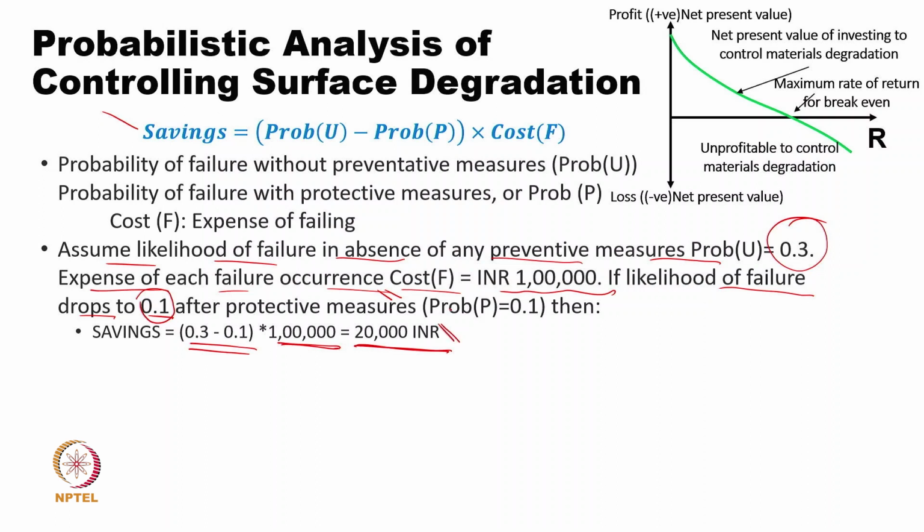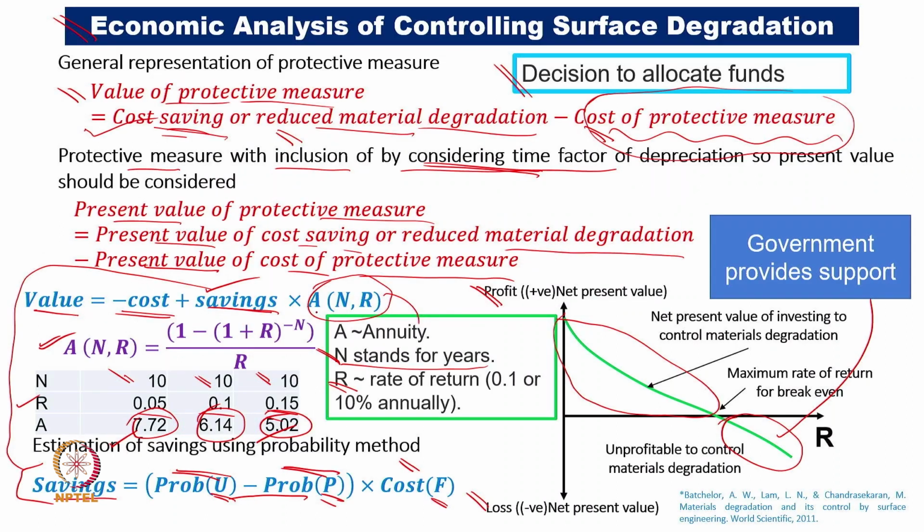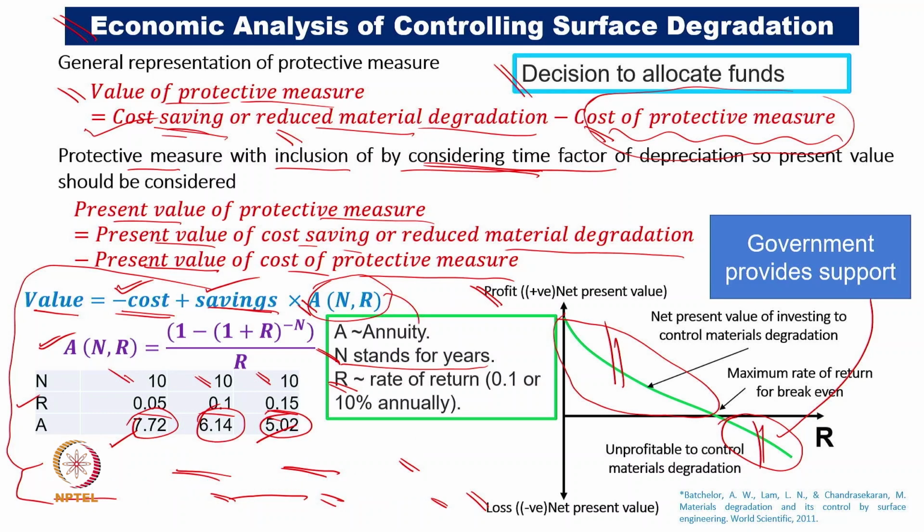Now this saving needs to be multiplied with the annuity factor, and then whatever the initial cost which we have incurred, that needs to be added. Then whatever value comes, if it is on the positive side, we say yes, we can go ahead. If it is on the negative side, either we require some sort of support from other agencies or we need to wait so that the cost comes down.